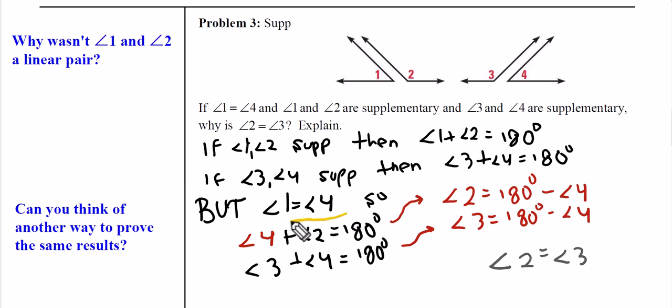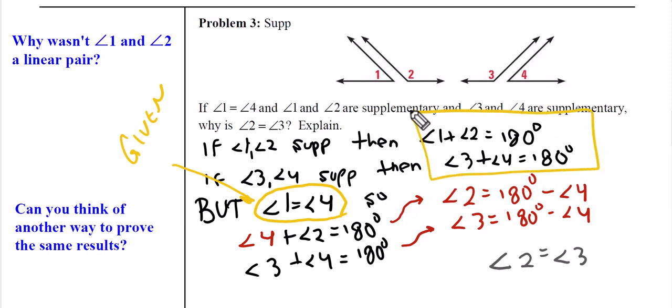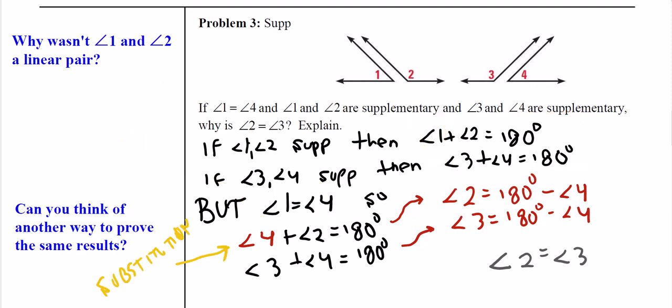Now, why do we know that angle 1 is equal to angle 4? Because that was given. That's all there is to it. And we're going to use that information with these two equations. What we're going to do is replace this angle 1 with this angle 4. We're allowed to make that switch because of the substitution property.